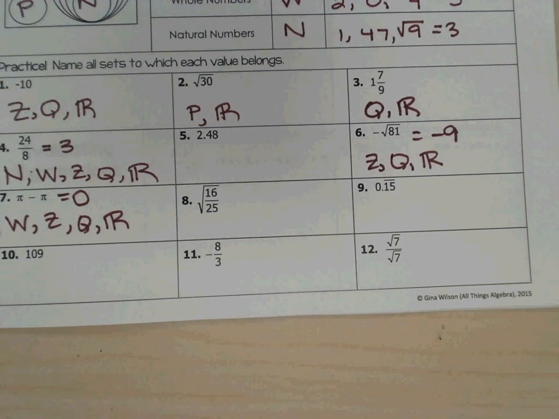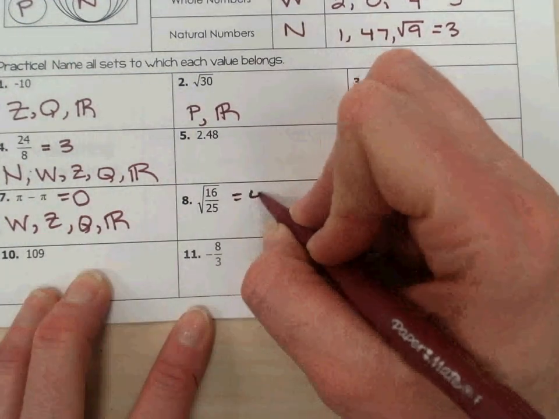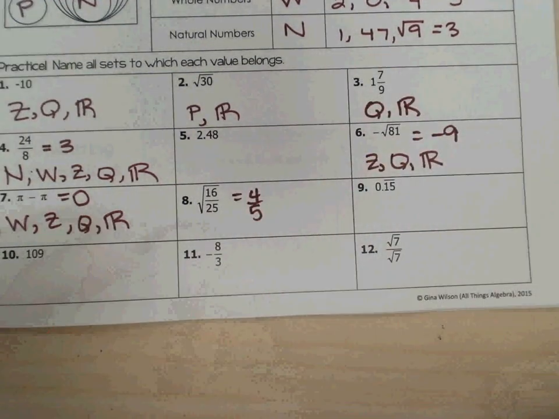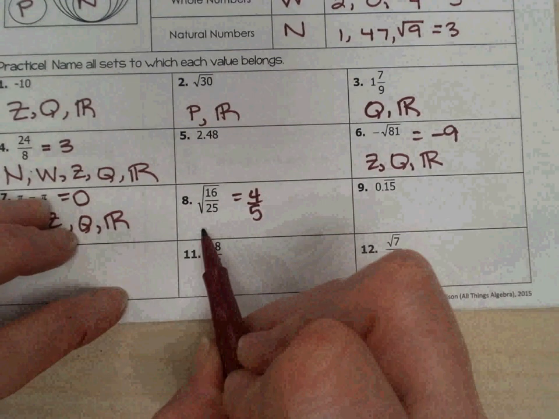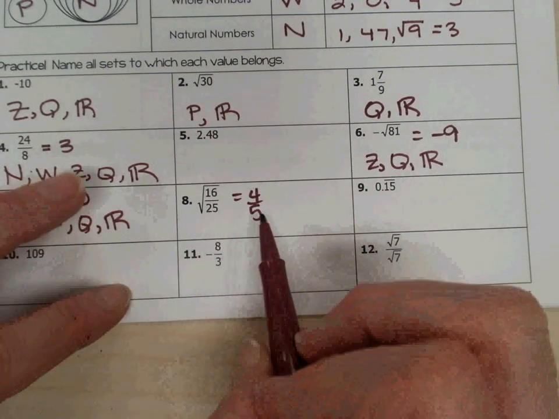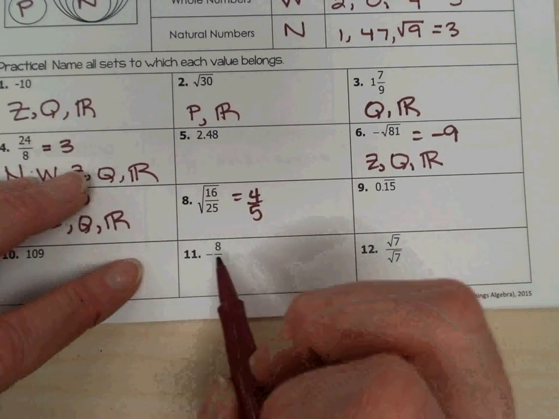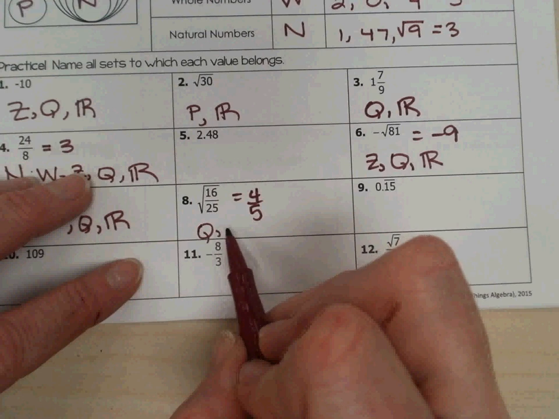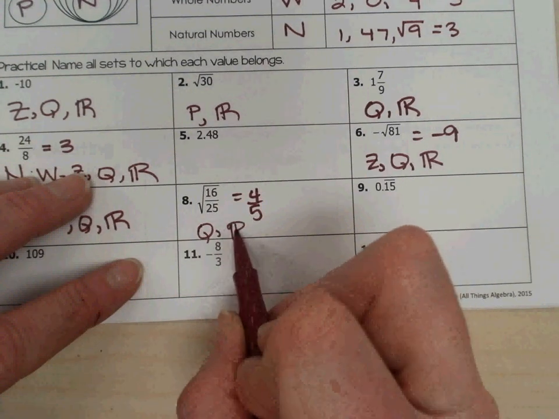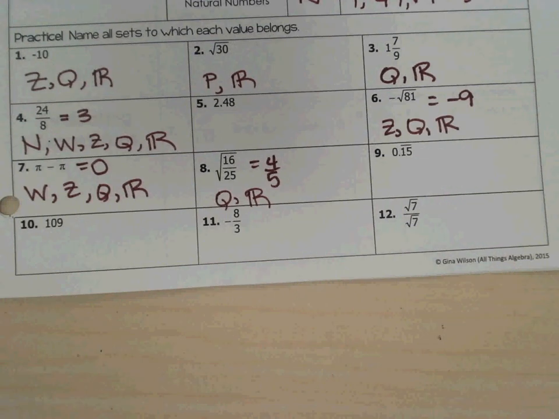I don't think this is right. That is not right. I heard it: 4/5. It's a fraction. What's the smallest category that 4/5 fits into? Rational numbers? Yes, rational numbers. Good. It's a fraction. Q. And then R.